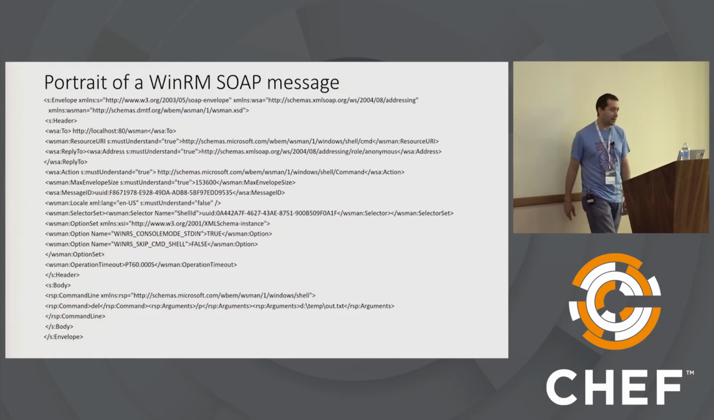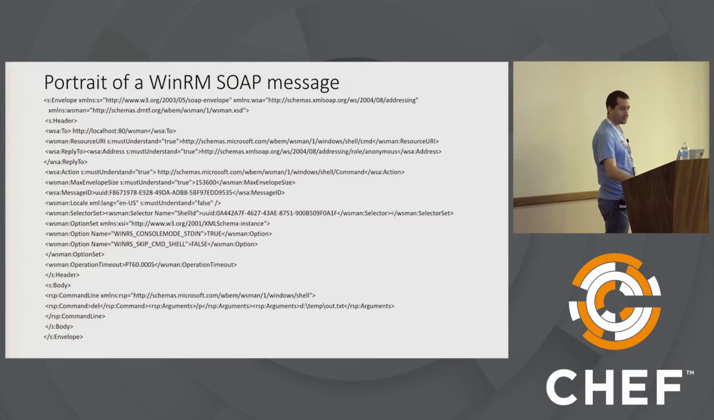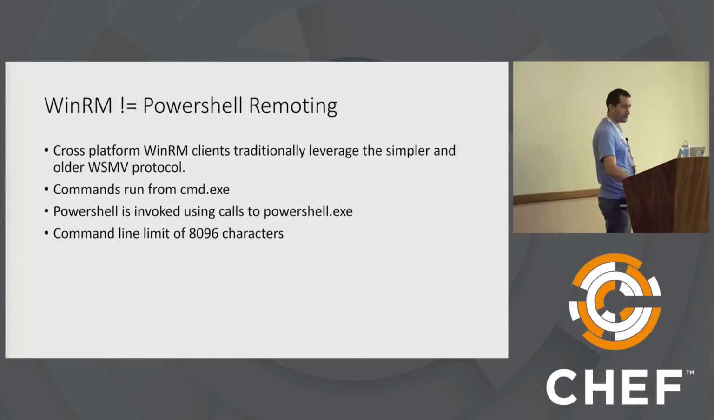The other thing of interest is that we see our shell ID in here. Right smack dab in the middle of this message is the shell ID, the UUID. That's the shell that this message is saying it wants the command to run inside of. So this is what's actually going across the wire in WinRM.